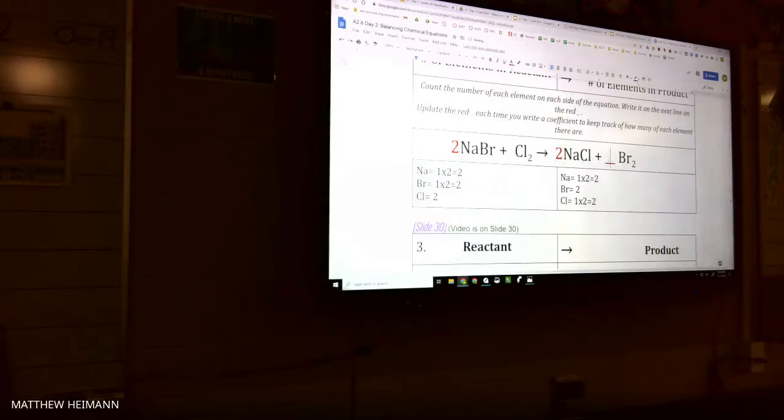You might be thinking, well, Mr. H, why is there an extra underscore for the bromine here? We didn't even use it. I'll put that in there just in case.